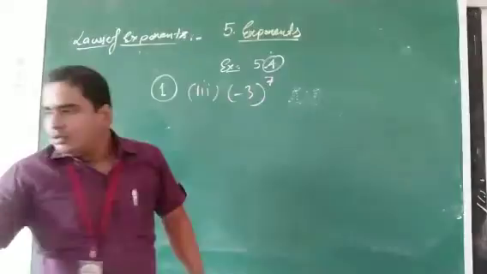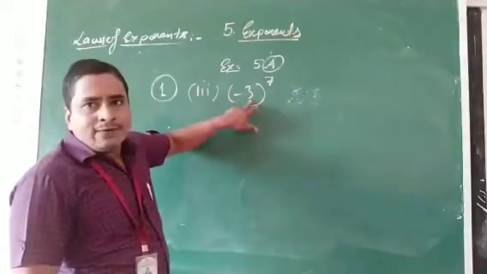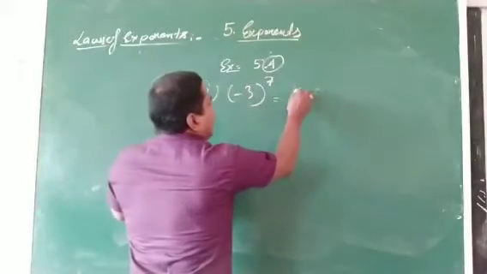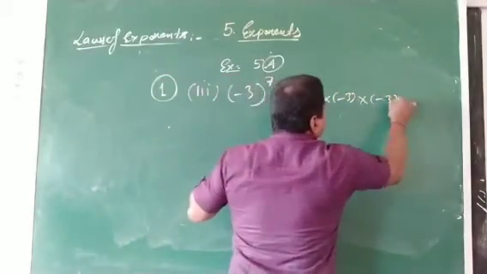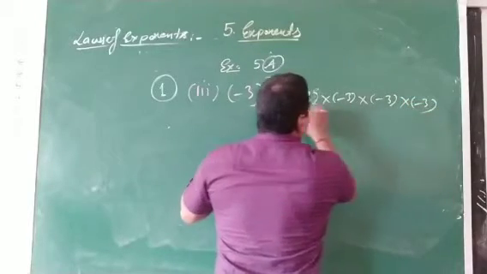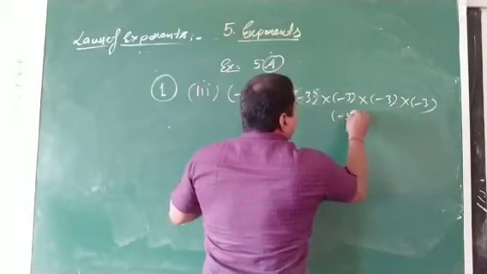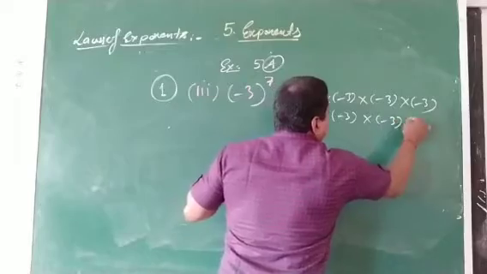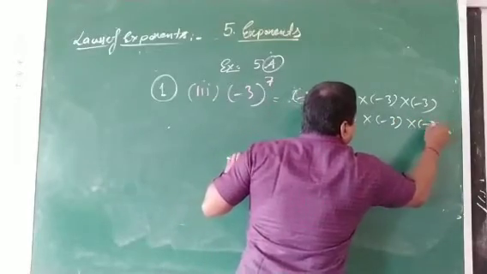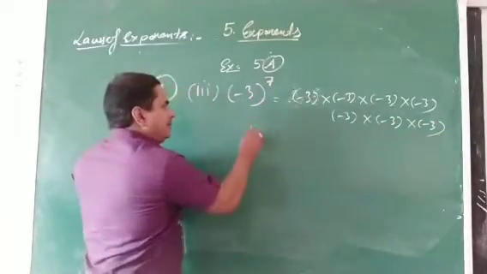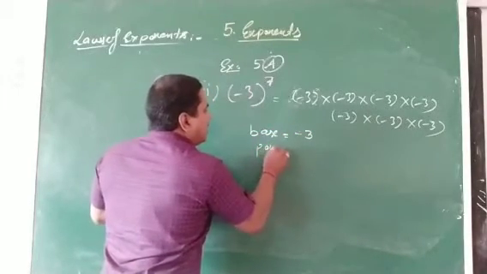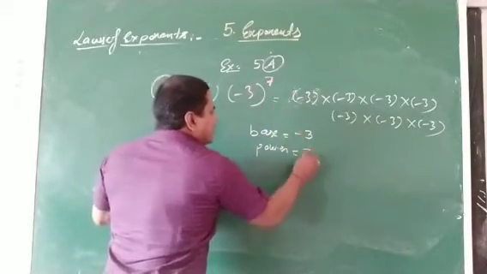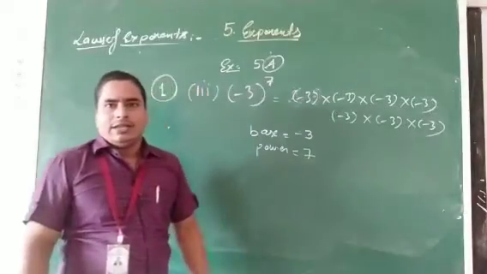Okay, so which number here is multiplied by itself? Minus 3. How many times? 7 times. Minus 3 into minus 3 into minus 3 into minus 3, 1, 2, 3, 4, 5, 6 and 7. So the base is minus 3. Power: how many times? 7 times. Power is 7.